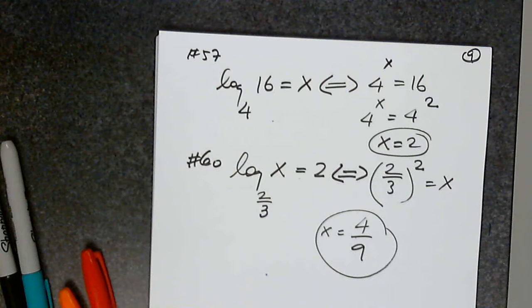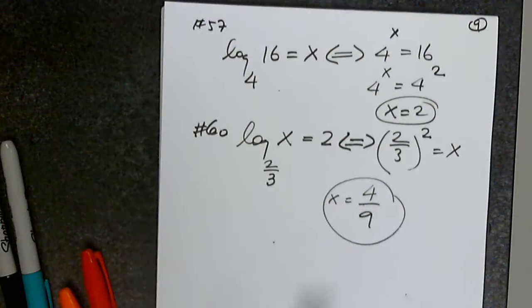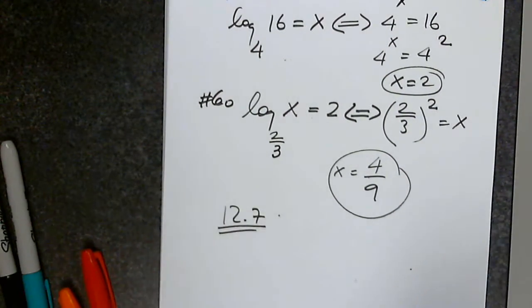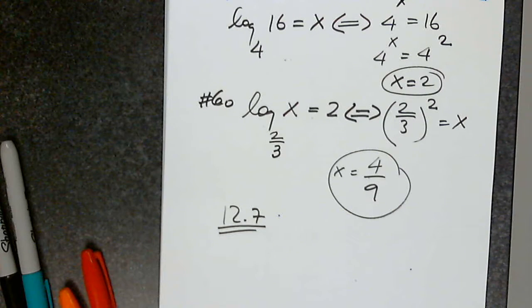Good. So we continue in the same thing. This is the last section, 12.7. Same rules, everything the same, more equations. So let's take a look. Page 762.